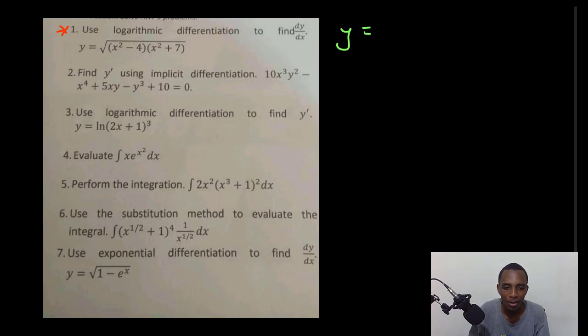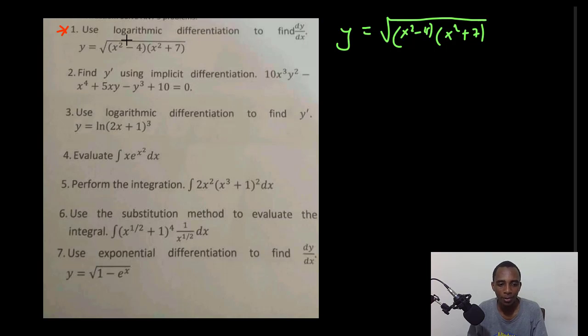So we have the function y equals the square root of x squared minus 4 into x squared plus 7. Alright, and the question is specific. We have to use logarithmic differentiation, so we have to somehow apply natural logarithms.